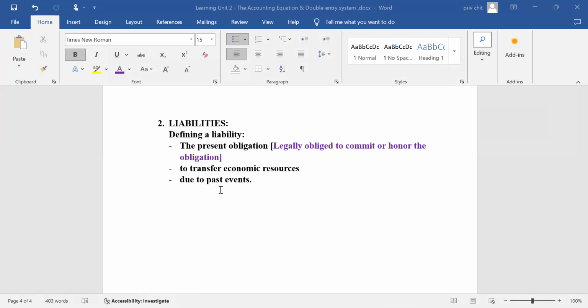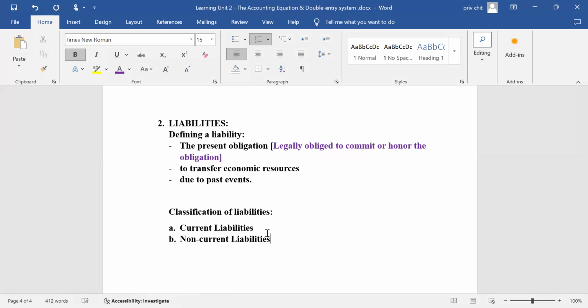So that's what a liability is. Now let's look at the classification of liabilities. Like assets, liabilities can be classified into two groups, namely current liabilities and non-current liabilities.